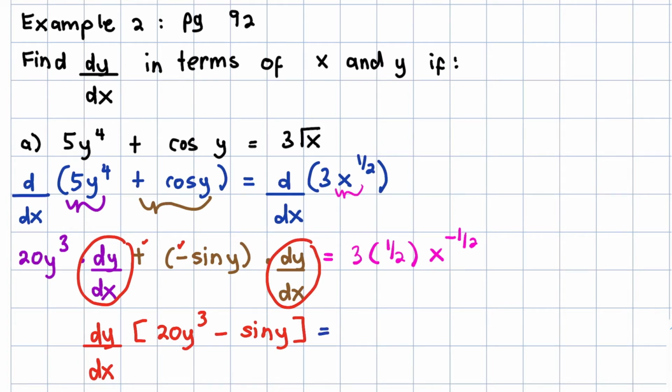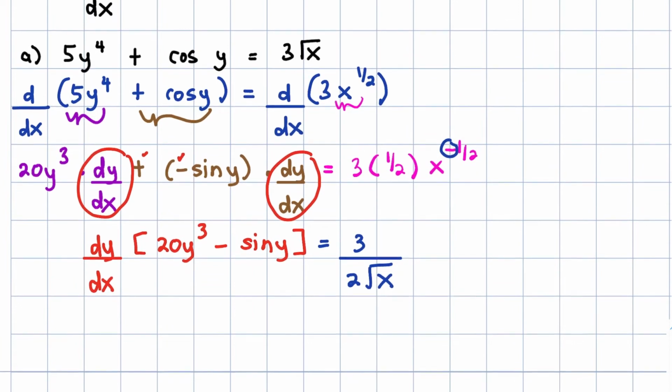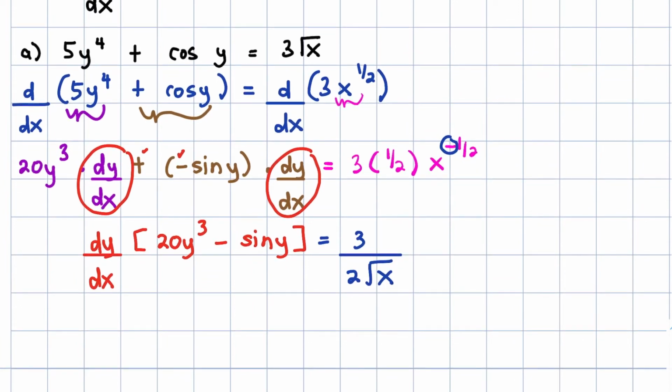So if you make it nicer, you will have 3 over 2, and because you have a negative power, what you can do is reciprocal. So you're going to have the square root of x. Alright, are you settled? Not yet. You still have to make dy/dx the subject. So you will have dy/dx.